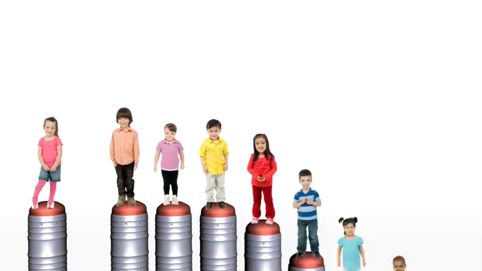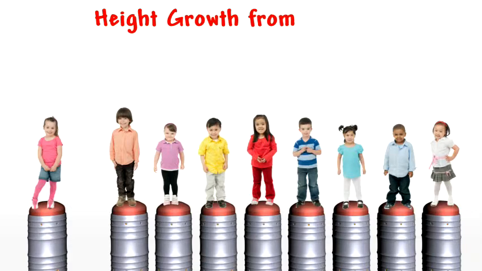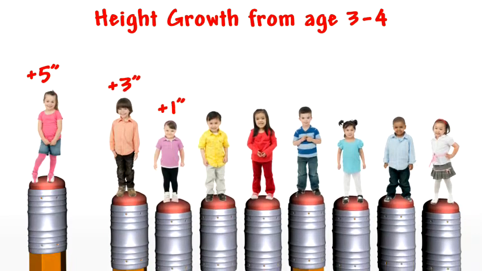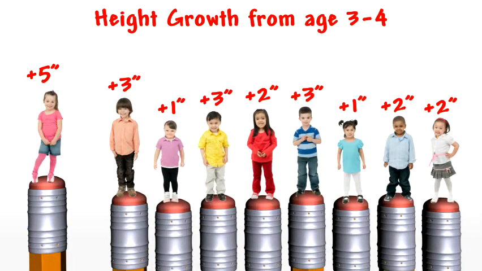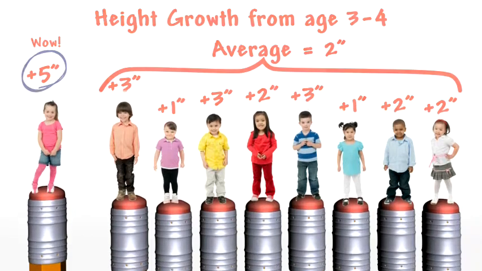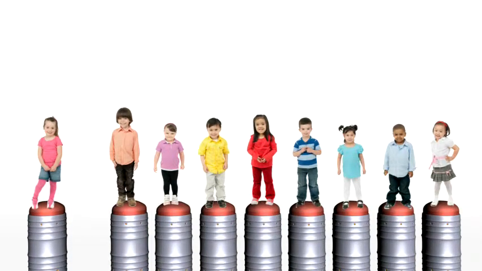To measure growth, we need context. Let's take an example from a different arena. Height. A child might grow 5 inches between the ages of 3 and 4. The 5-inch increase in height becomes meaningful only when it's compared to the growth of other 3 to 4-year-olds. If most others only grew 2 inches, then 5 inches is a lot of growth. The growth model provides a similar context for measuring growth in learning.